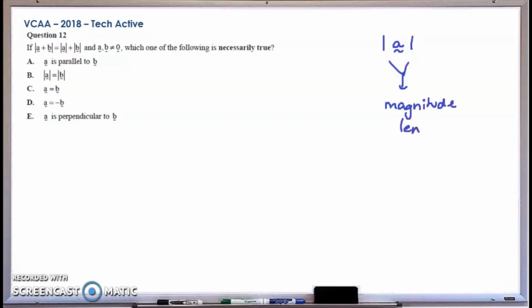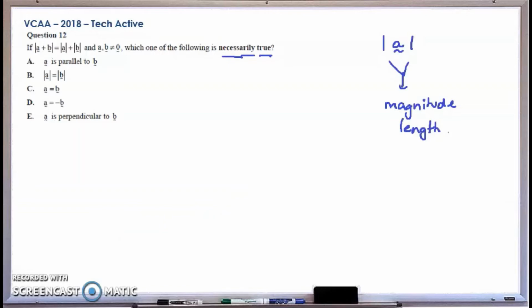or the length of the vector. So what this question's actually asking is, if the length of two vectors together equals the length of one vector plus the length of the other vector and none of them are zero, which one must be true? So let's have a look at our options.